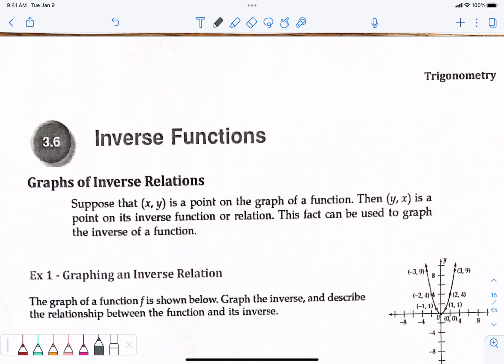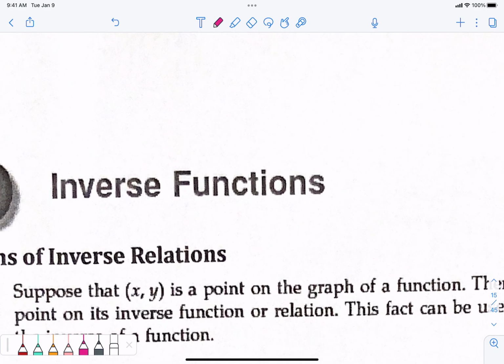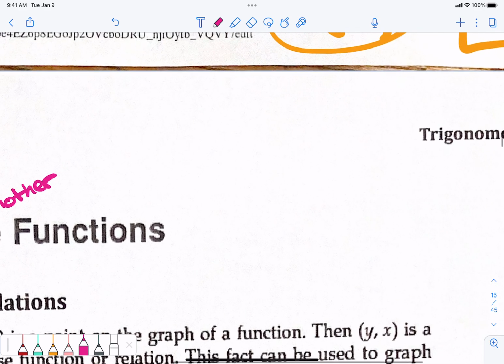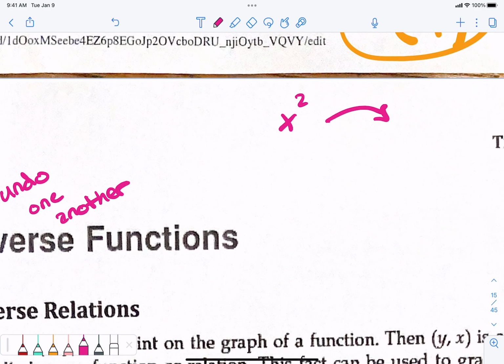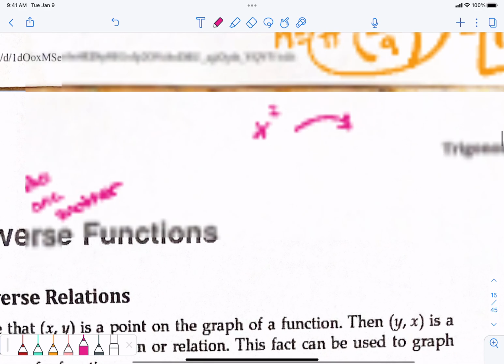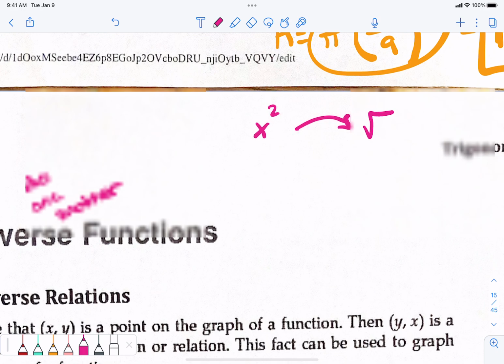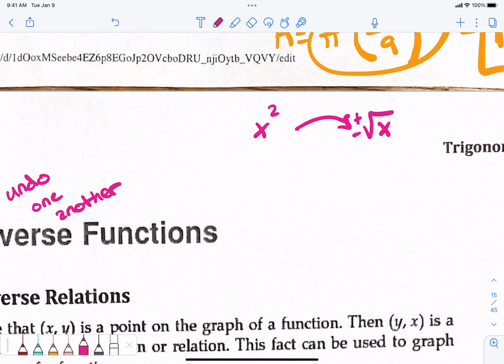We'll talk a little bit about what an inverse function is. Inverses undo one another. Two functions that are inverses of each other undo one another. They have to exist, otherwise we can't solve for things like, let's say, x squared. What's the inverse of x squared? What undoes an x squared? The square root of x. Technically, if we want to be technical, it's positive and negative square root of x, right? Those two things are inverses of each other, okay?